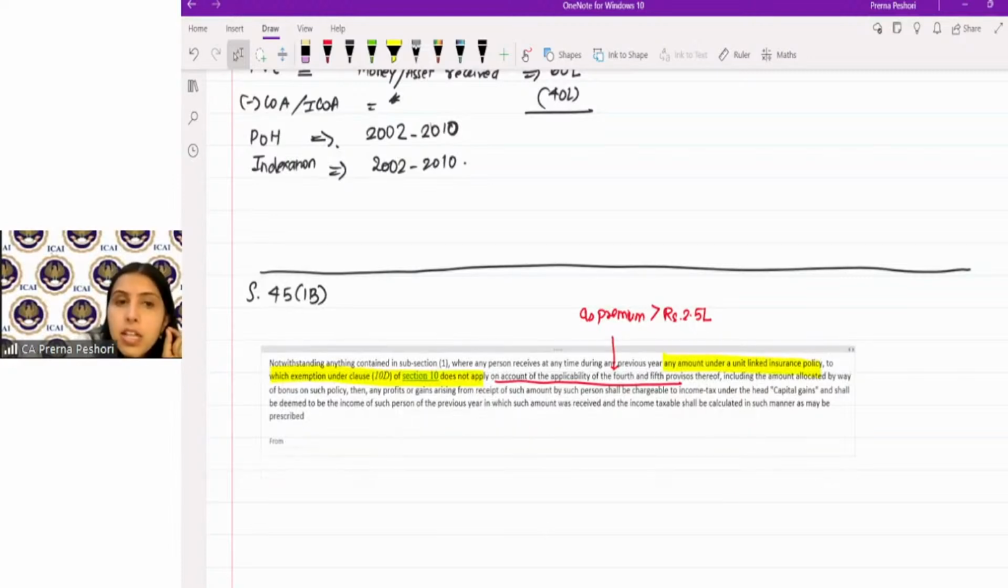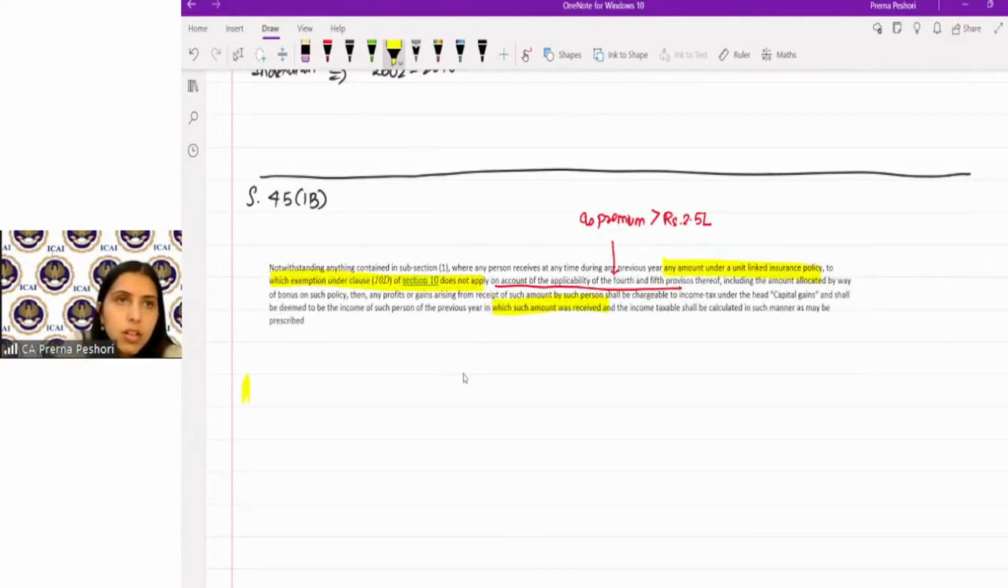capital gains and shall be deemed to be the income of such person of the previous year in which the amount was received. So again, what does it say? That this shall be taxable in the previous year in which the amount is received. So you can write it down over here.